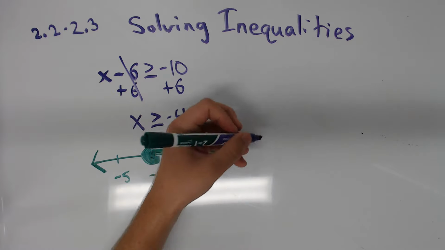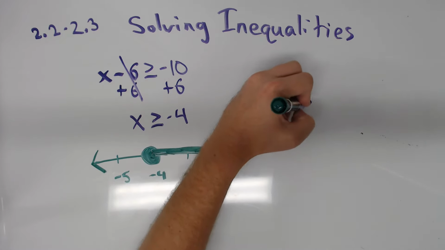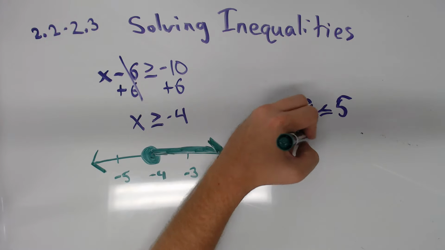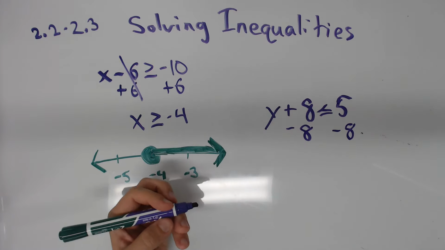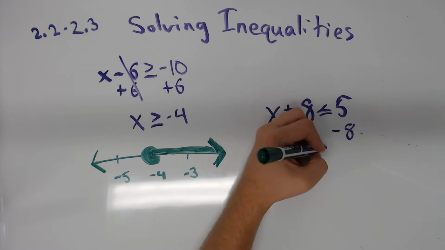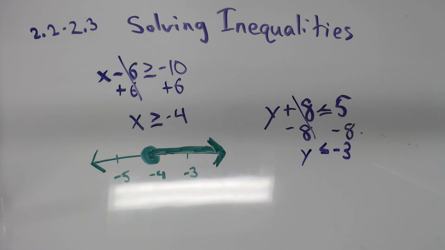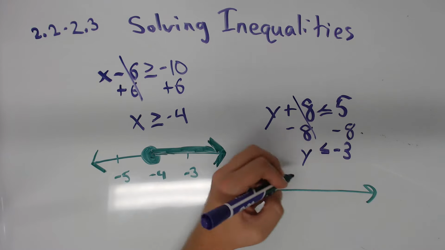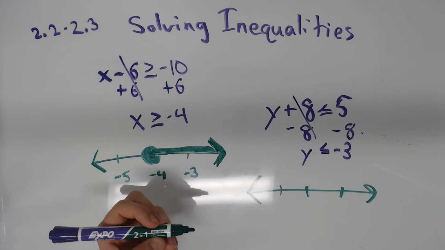A couple more examples. We'll get to the multiplication and division really quick because this should just be review and nothing else. So y plus 8 is less than or equal to 5. I'm going to subtract 8 on each side. The 8's cancel. I'm left with y is less than or equal to negative 3. And we're going to graph that. I really don't think I have to talk through too much here with you guys, so I'm just getting a couple of problems written out so you got something for your notes.